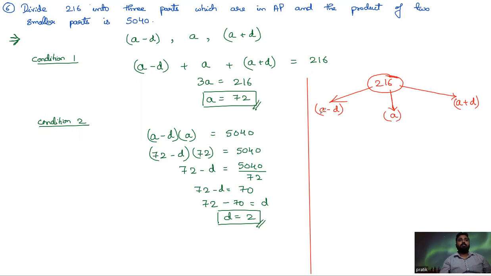Correct? So A minus D is 72 minus 2, that is nothing but 70. One more part is 72, and this is nothing but 72 plus 2, 74. Is this an increasing AP? I told you we're assuming that it's increasing, so the value of D is also positive. So these are the parts in which 216 is divided: 70, 72, and 74.